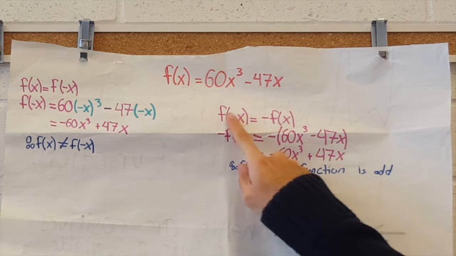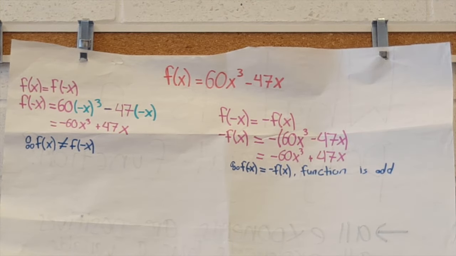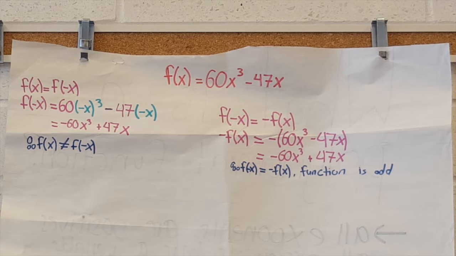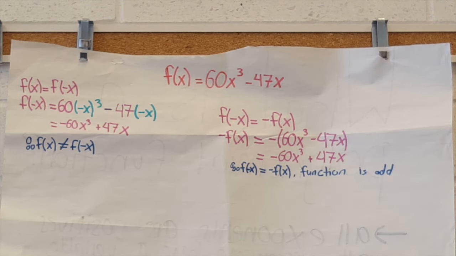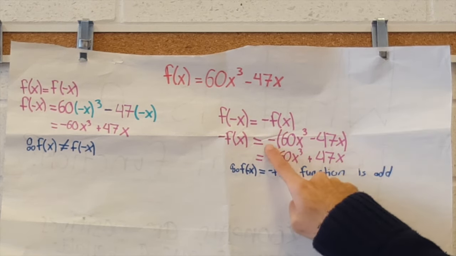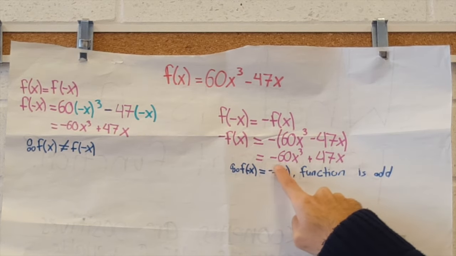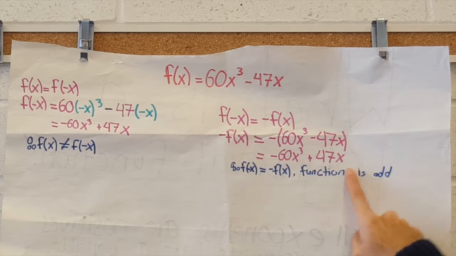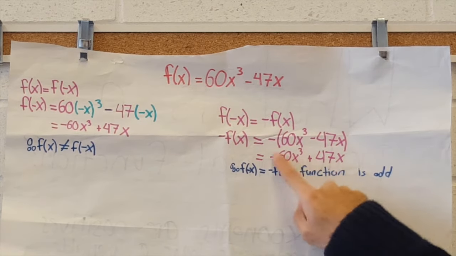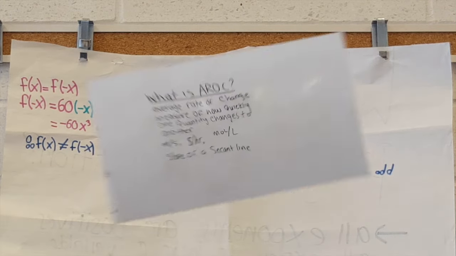And we're going to go f of negative x is equal to negative f of x. Remember that we're going to multiply the whole equation by negative 1 instead of just the one variable. So we're going to go negative f of x is equal to negative, multiplying the whole equation by a negative, 60x cubed minus 47x. And we're going to get an answer of negative 60x cubed plus 47x. With this equation, we know that since this is equivalent to this, the function is going to be odd.